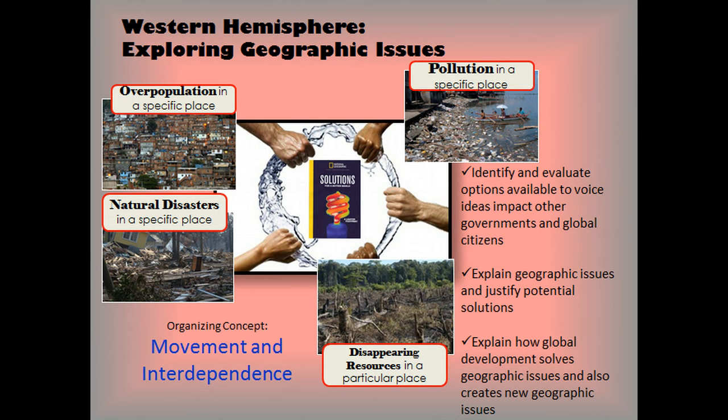The first organizing concept is movement and interdependence, a geography concept. Geographers are constantly analyzing interdependence to see how people are interdependent of one another. In addition, geographers analyze how people and the physical environment are interdependent. People depend on the physical environment, people are impacted by the physical environment, and sometimes people impact the physical environment.